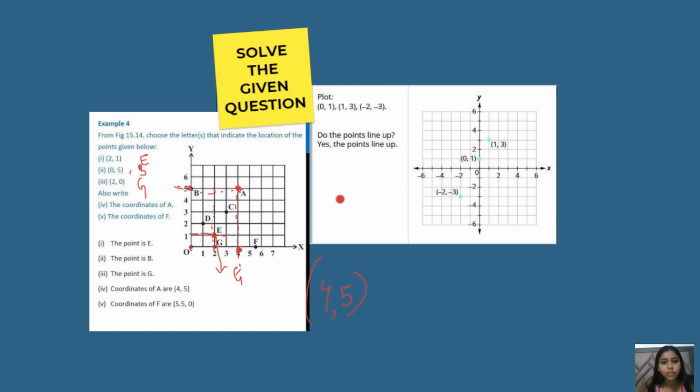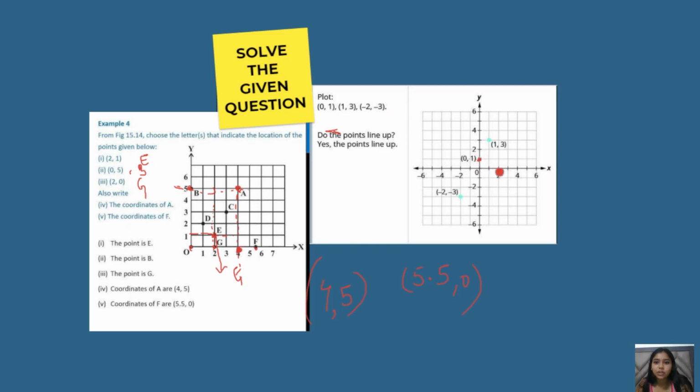Okay, so with F also, this is 5.5 and this is 0. So 5.5 comma 0 is the answer for the F coordinate. Now the next question is to plot these points. 0 comma 1. 0 is for the x-axis and 1 is for the y-axis. So this is the point, right?